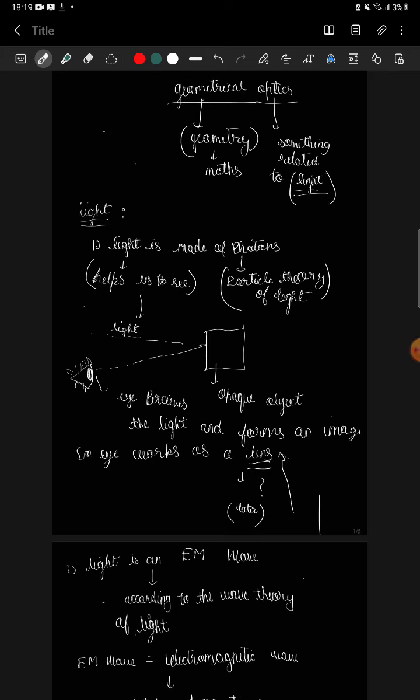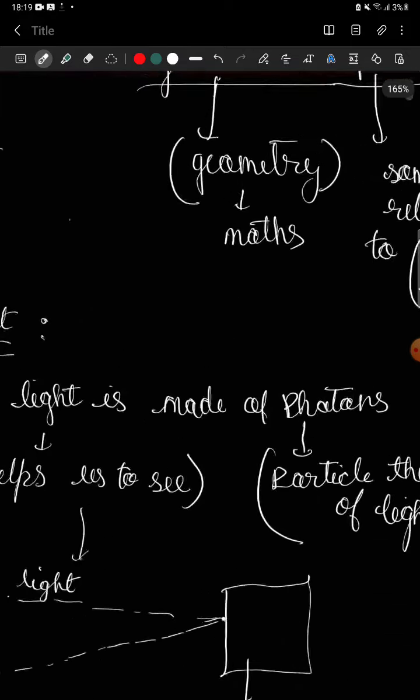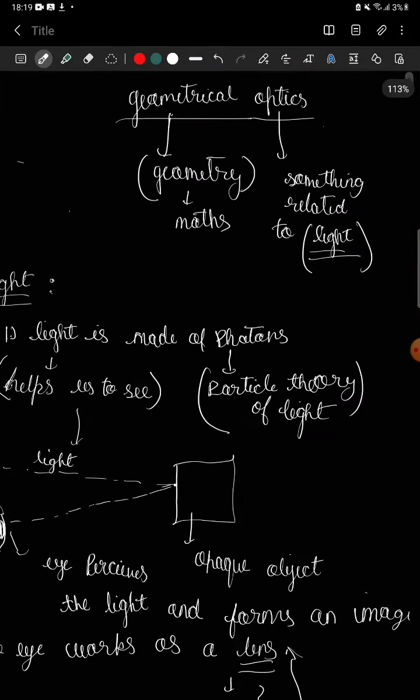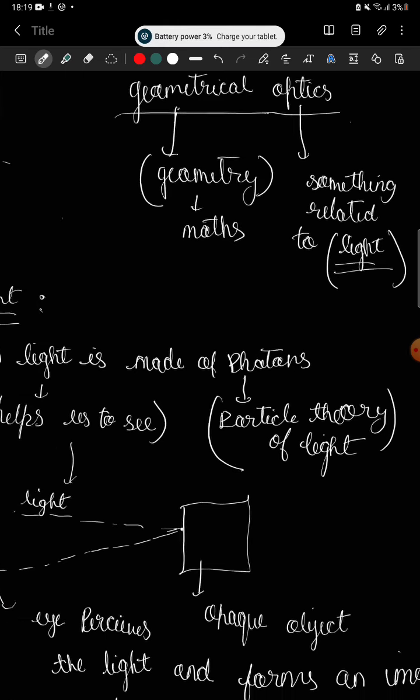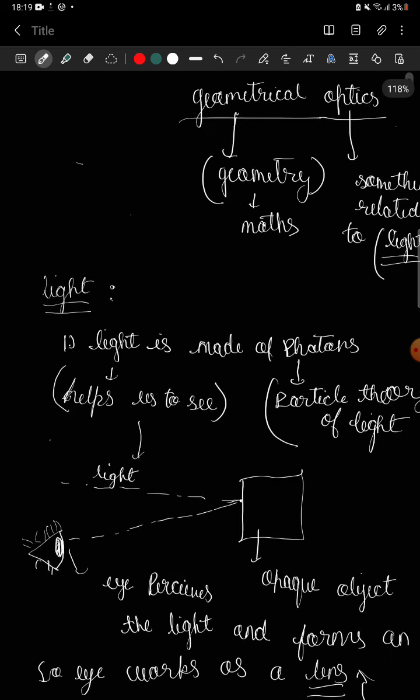So today I will be teaching you geometrical optics. Geometrical optics consists of two parts, geometry and optics. Optics means something related to light, and geometry is something which you are very familiar with through maths. Right. So let's talk about light.